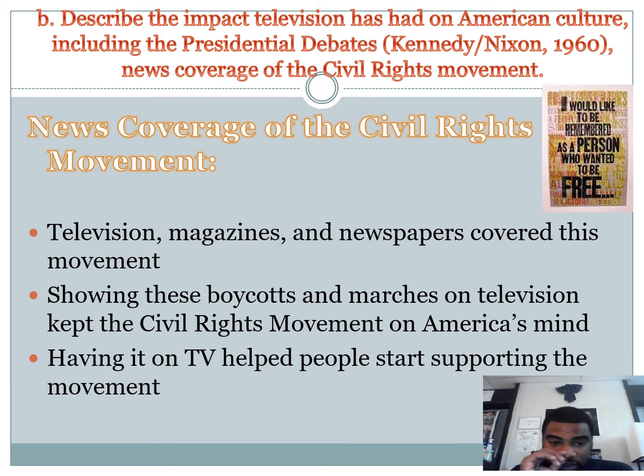News coverage of the civil rights movement. Television, magazines, and newspapers covered this movement. Showing these boycotts and marches on television kept the civil rights movement on America's mind. Having it on television helped people start supporting the movement. And I'll talk to you all more about that in real time.